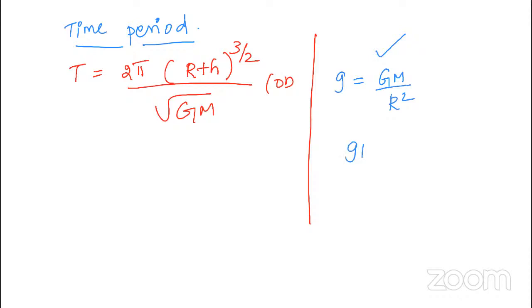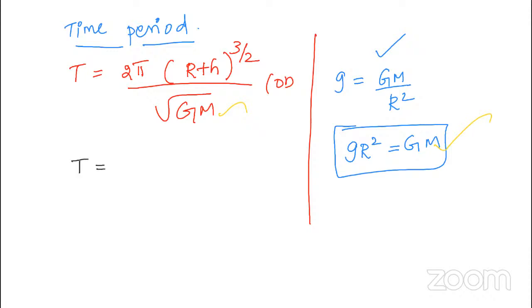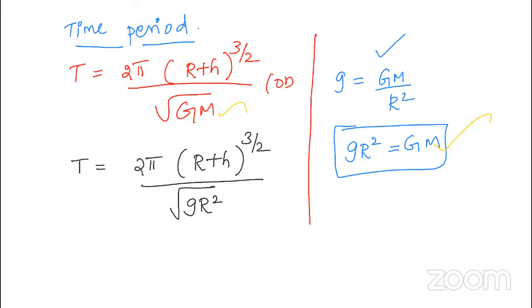ஓகே, so gr square is equal to gm. இந்த வேல்யூஸ நம்ம எங்க சப்ஸ்டிட்யூட் பண்ண போறோம்? இந்த இடத்துல சப்ஸ்டிட்யூட் பண்றோம். ஓகே, so அப்ப ஈக்குவேஷன் என்னவா சேஞ்ச் ஆகும்? T is equal to 2 pi into r plus h the whole power 3 by 2 divided by square root of g into r square. Okay, so time period calculate பண்றதுக்கான ஈக்குவேஷன். சேட்டலைட் மோஷன்ஸ் கொடுத்துட்டு அதோட டைம் பீரியட் கால்குலேட் பண்றதுக்கான ஈக்குவேஷன்ஸ் எப்படி எழுதுறது அப்படின்னா இந்த ஈக்குவேஷன்ஸ் தான். ஓகே, இந்த ஈக்குவேஷனையே 4 ஆப்ஷன்ஸ்ல கொடுத்து கேட்கலாம்.